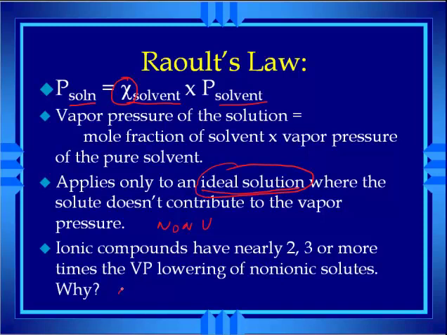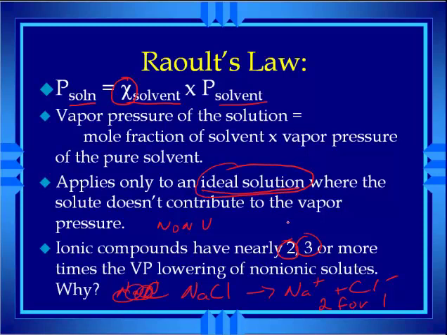Well, here's the deal. Think about a good old sodium chloride. What happens when I dump that in a solvent? Well, I get some of this, and I get some of that. I get a 2 for 1 number of particles. And this really has to do with just the number of particles. So for every 1 mole of sodium chloride, I get 2 moles of ions. And so that's why you get this 2 or 3 times more.